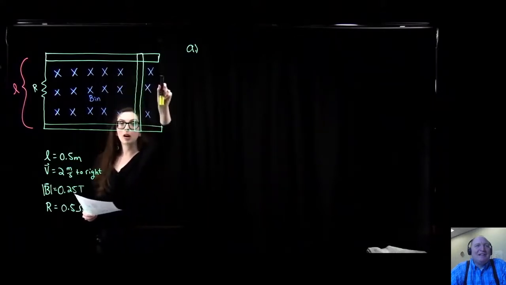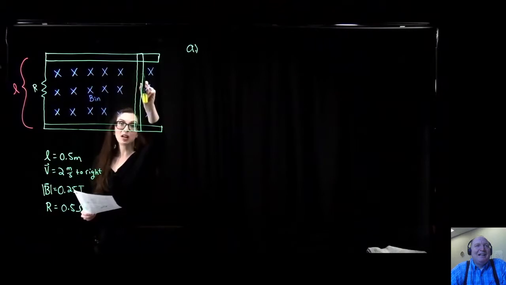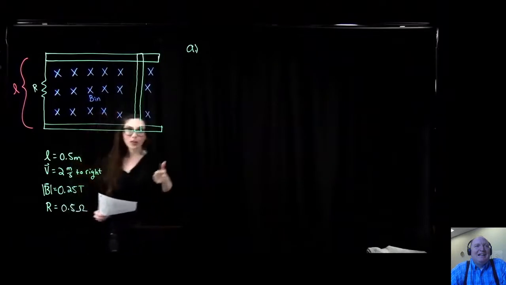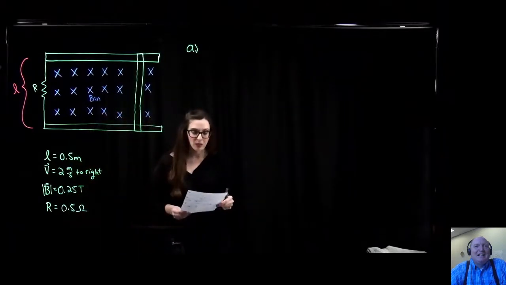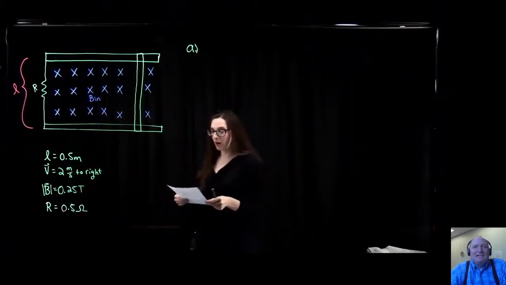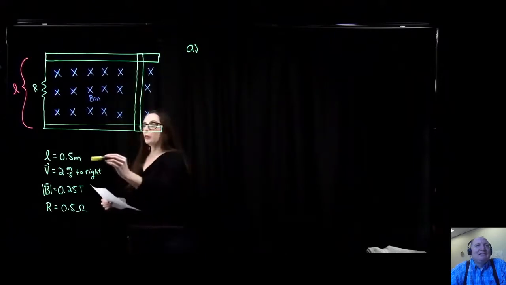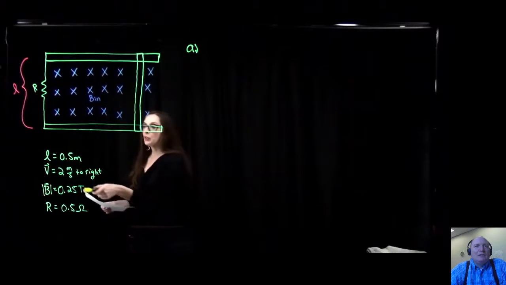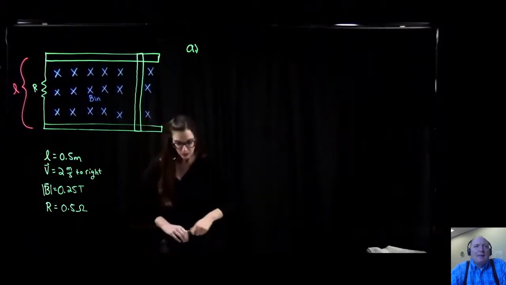This is a bar that I can slide in either direction. When I move this bar, that's going to induce a change in magnetic flux within the loop. And that's going to induce an EMF, and that's going to induce a current. So this sliding bar has a length of 0.5 meters, and it moves at 2 meters per second.